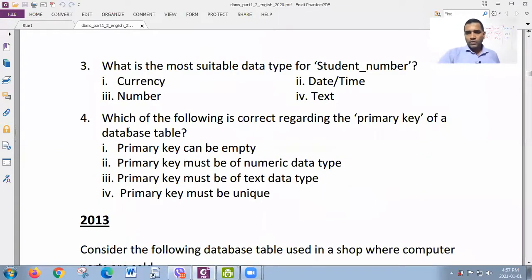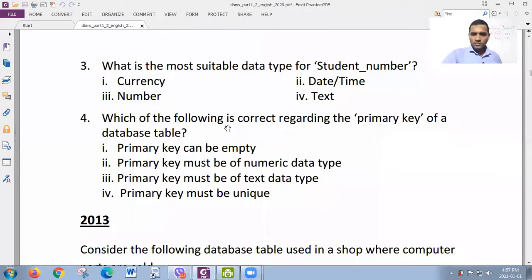Look, which of the following is correct regarding the primary key of a database table? We discussed primary keys when we revised. So let's take the answer. Angushana? Fourth answer. Aditya? Fourth. Avinash T? Fourth one. All right, look here.